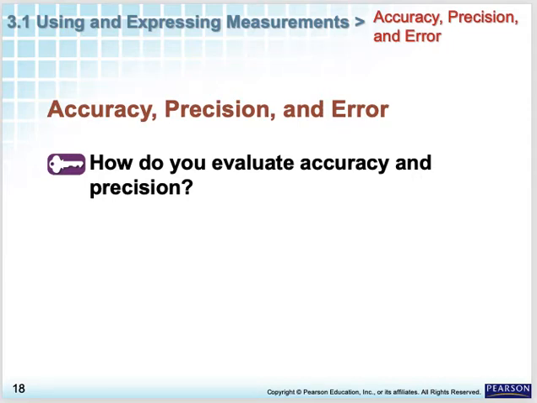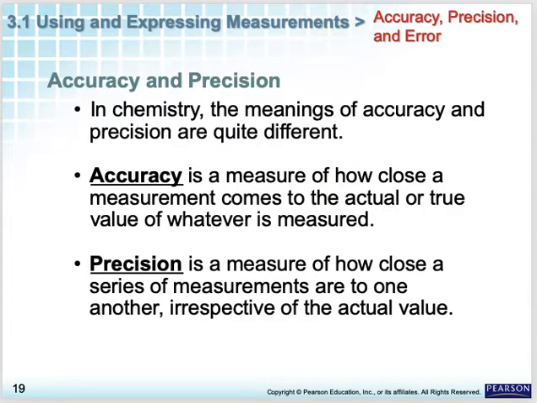Okay, welcome back. Let's talk accuracy and precision. Whenever we make a measurement, we need to use these terms as well as error. Accuracy is how close the measurement is to the actual or true value. And precision is, when we make more than one measurement, how close together those measurements are. It does not matter for precision what the true value or the expected or accepted value is.